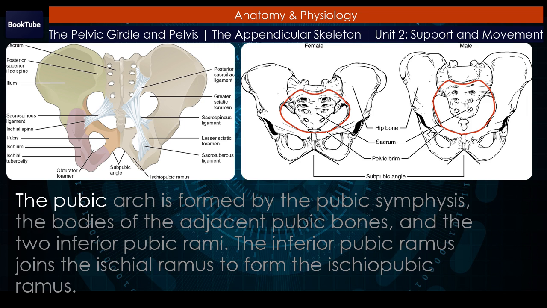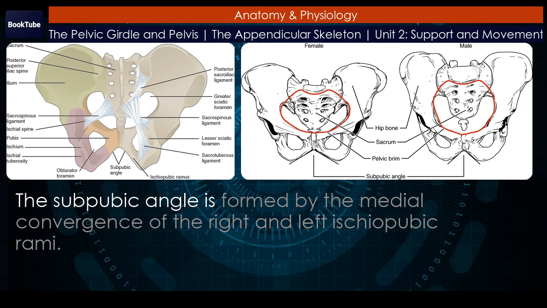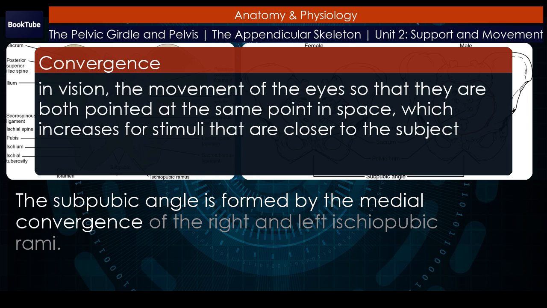The pubic arch is formed by the pubic symphysis, the bodies of the adjacent pubic bones, and the two inferior pubic rami. The inferior pubic ramus joins the ischial ramus to form the ischiopubic ramus. The subpubic angle is formed by the medial convergence of the right and left ischiopubic rami.